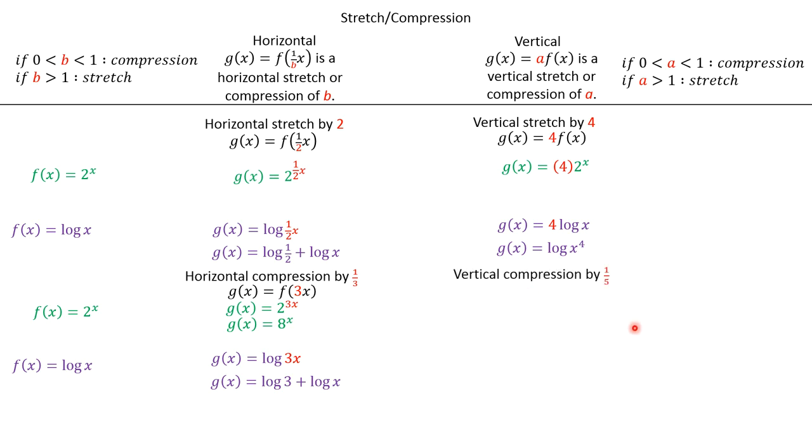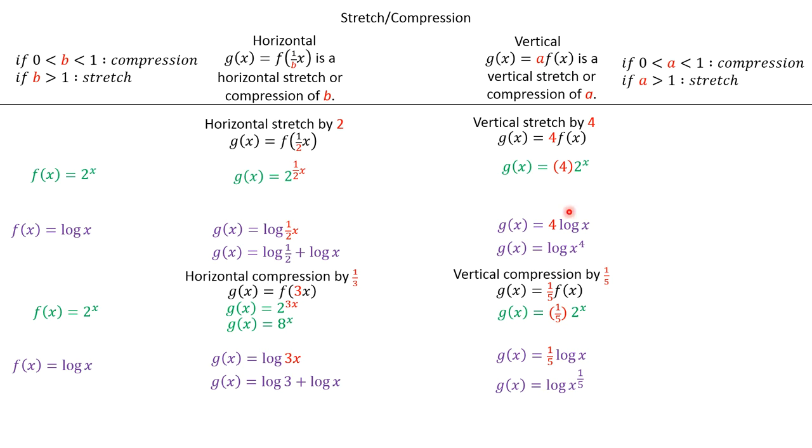Let's do a vertical compression by 1/5. We're just going to multiply 1/5 in front of each of them. 1/5 times 2 to the x. That's about it for that one. And 1/5 times log x, which again, could be written as an exponent.